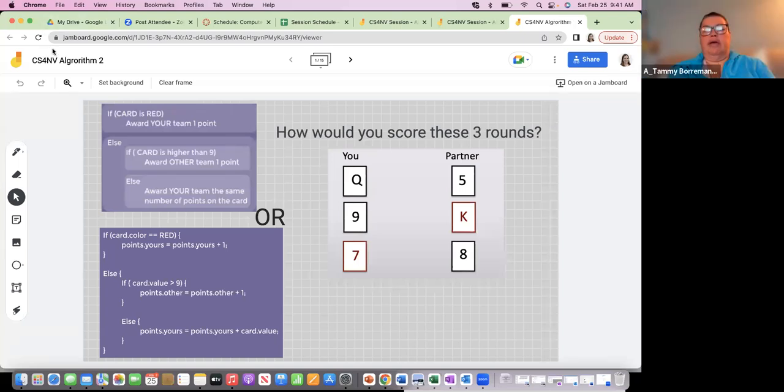Are we looking at the first 2 cards again? Yeah, we're looking at all of them. So try out the first two cards, see if you can assign points for the first two cards, then go down to the next two cards, round 2, then go down to the third set of cards, round 3. See if you can figure out how many points each round would get you and your partner.